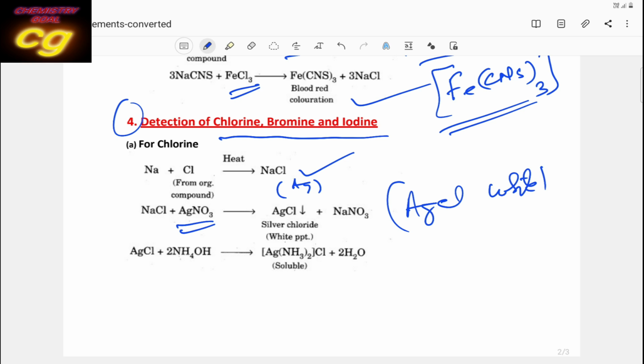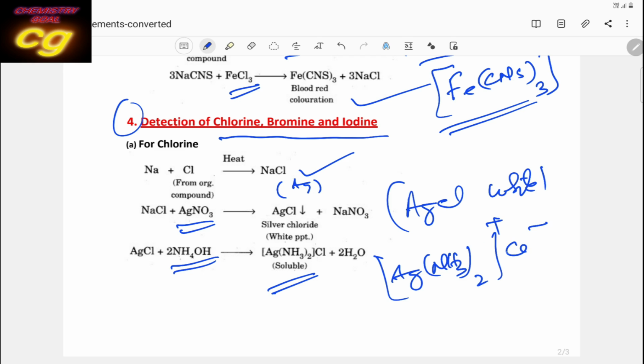But for further clarification you can do one more test: when you add ammonia solution to the white precipitate of AgCl, this white precipitate will dissolve in the form of the complex [Ag(NH3)2]+ Cl-. This is soluble in water. So that indicates the organic compound contains chlorine.